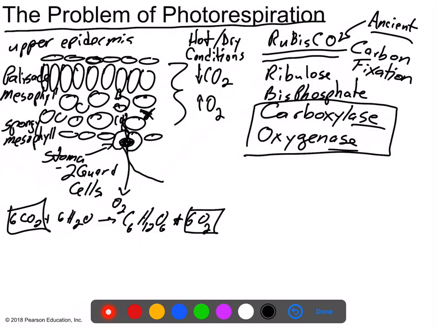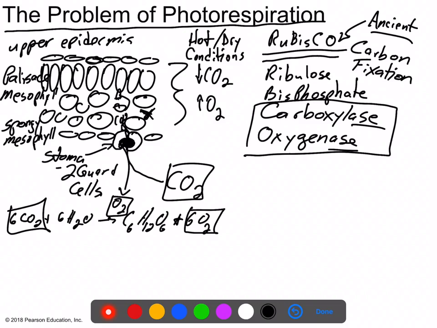The problem is that rubisco cannot tell the difference between CO2 and oxygen. This is not normally an issue because normally there's a lot of CO2 and oxygen is in low amounts. And that's because the stomates are open, allowing CO2 in, allowing oxygen out, right? CO2 goes in, oxygen comes out.